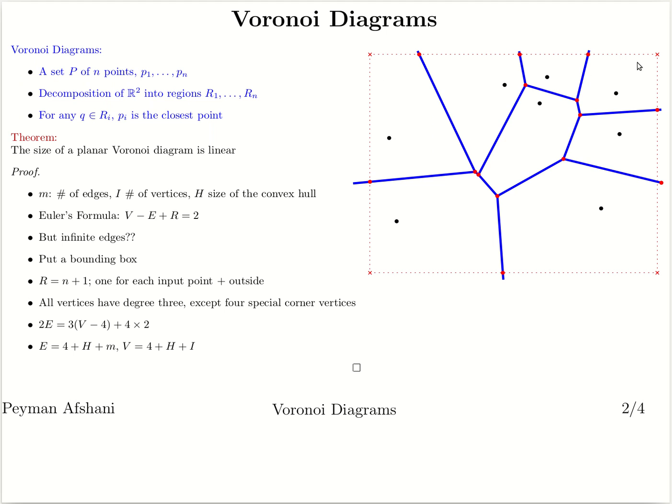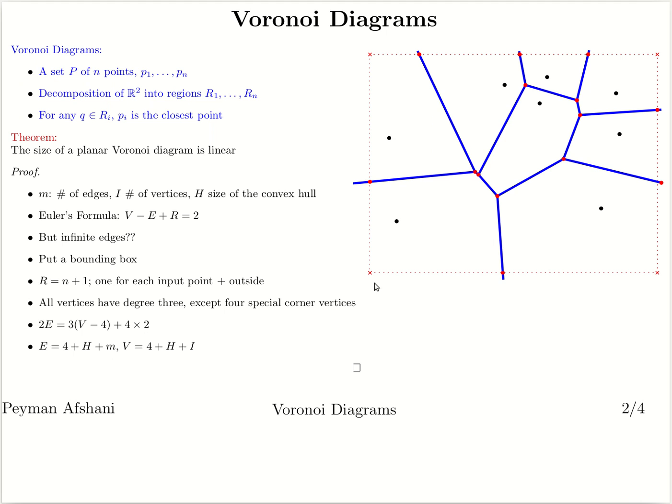All except 4 have degree 3, so this is the total sum of degrees of everything that has degree 3. And 4 vertices have degree 2. This is the total sum of the degrees in this planar graph, and we know that this should be equal to 2 times the number of edges. And finally, we know that the total number of edges is equal to 4 plus the size of the convex hull plus the original number of edges in the Voronoi diagram.